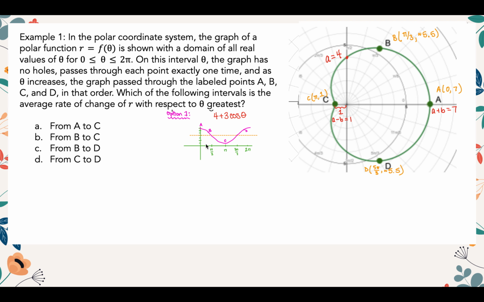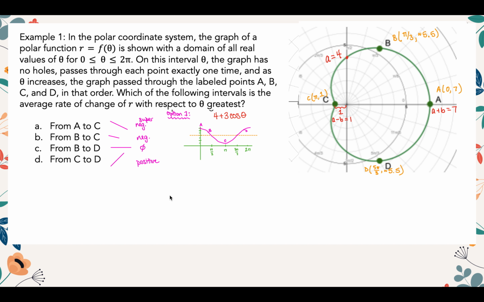So if we're thinking average rate of change, now I can sketch my tangent line from A to C. If I drew a straight line from point A to point C, it would be pretty negative. It would look something like this. If I sketch my tangent line from B to C, it would also be pretty negative. From B to D, it would be pretty horizontal. I know my sketch isn't accurate, but it'd be about 0. And then from C to D, it'd be positive. And so doing option 1, I would choose answer D because it's the only average rate of change that is positive, which would make it the greatest.